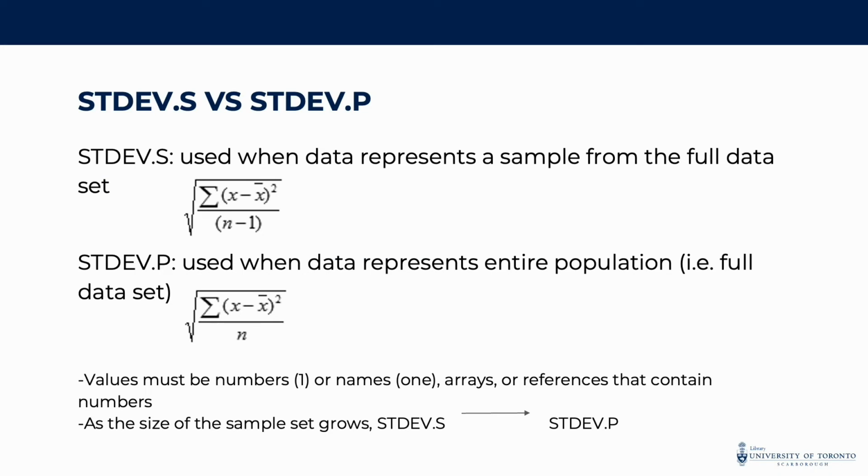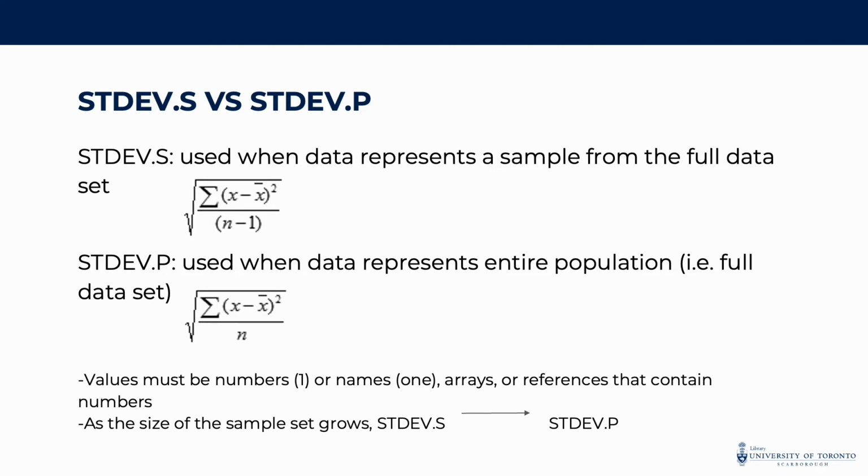In Excel, there are two standard deviation functions. The first is STDEV.S, and the second is STDEV.P. The differences are that STDEV.S is applicable for a sample set of data, while STDEV.P should be used when the data represents an entire population.